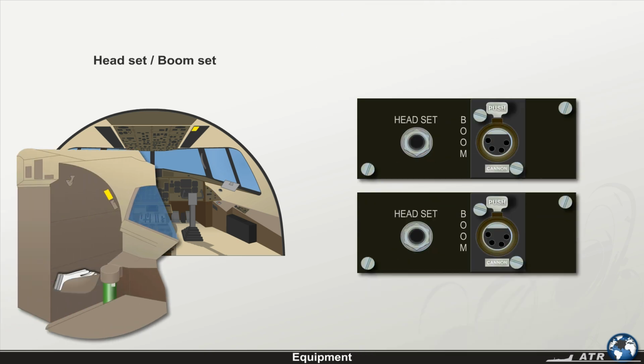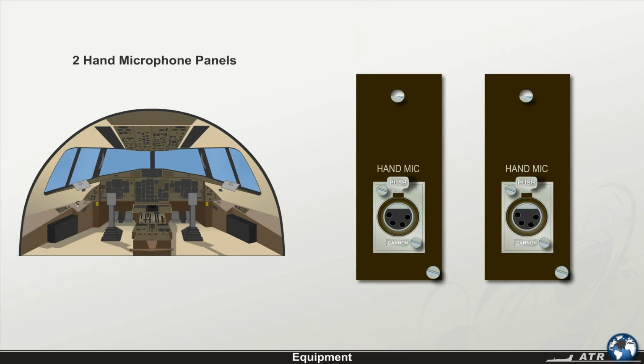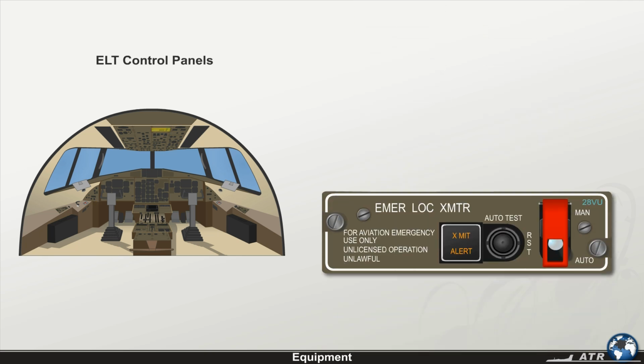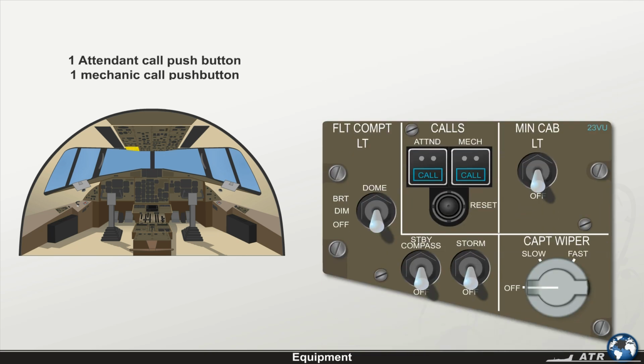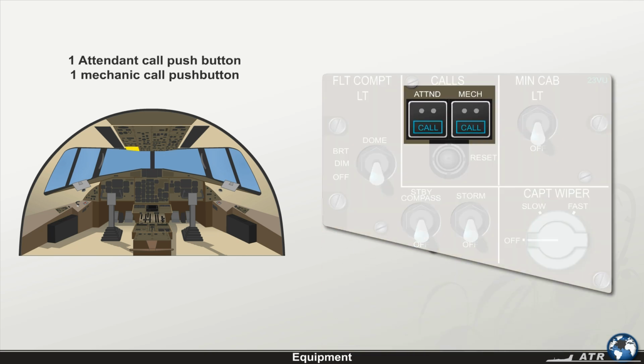2 headset boom set panels, 1 located on the electronic rack wall behind the captain's seat, and the second one located on the cockpit ceiling above the co-pilot's seat. 2 hand microphone panels, 1 located below each side panel. 1 ELT control panel located on the overhead panel. 1 attendant call push button and 1 mechanic call push button on the overhead panel.